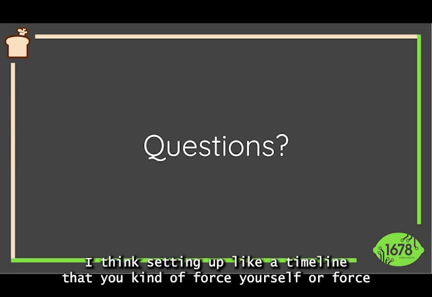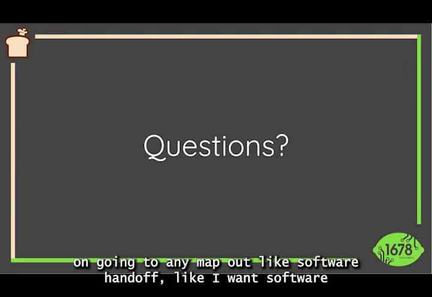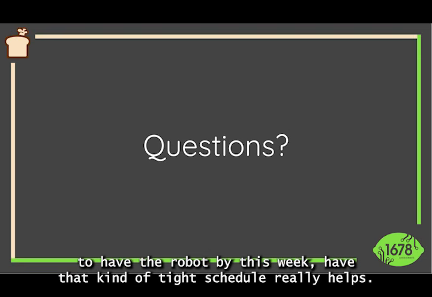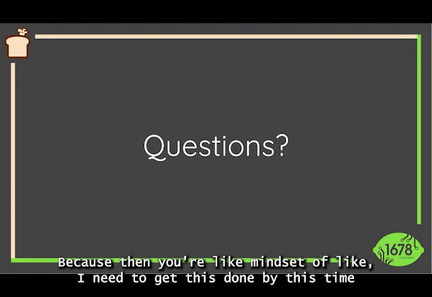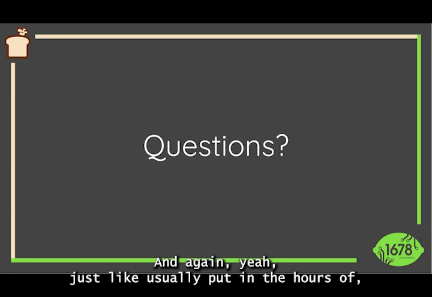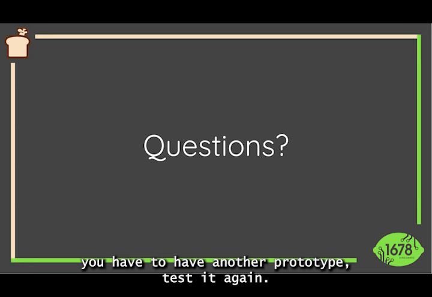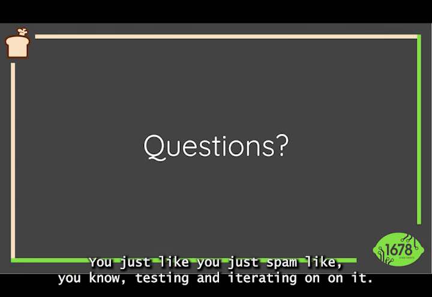Yeah, similar things. I think setting up a timeline that you force yourself or your team to follow is really helpful, because you map out the competitions you're planning on going to, and you map out software handoffs, like, I want software to have the robot by this week. Having that kind of tight schedule really helps, because your mindset of needing to get this done by this time changes. And again, just put in the hours. Some days you finish prototyping, you have to go home, CAD another prototype, and test it again. You just spam testing and iterating on it.